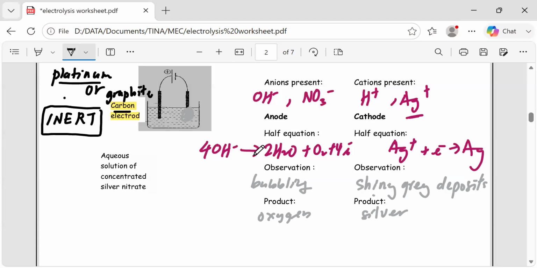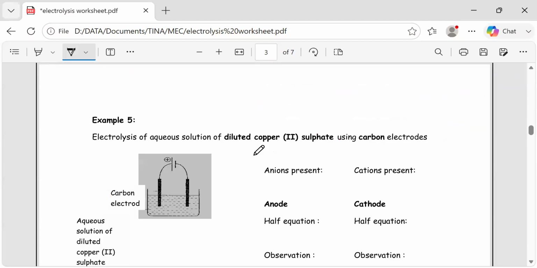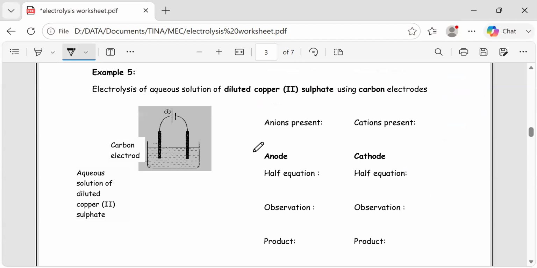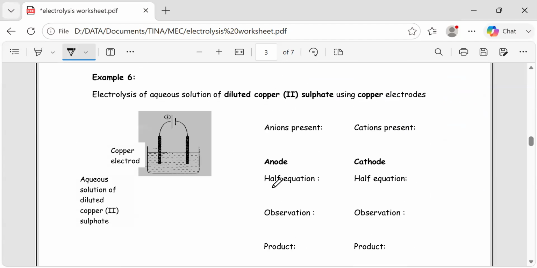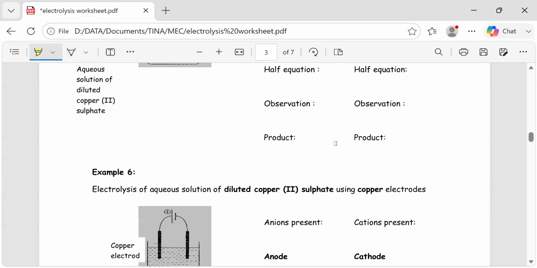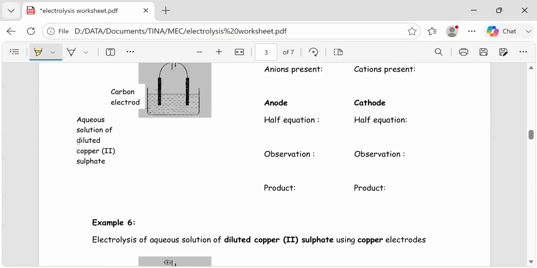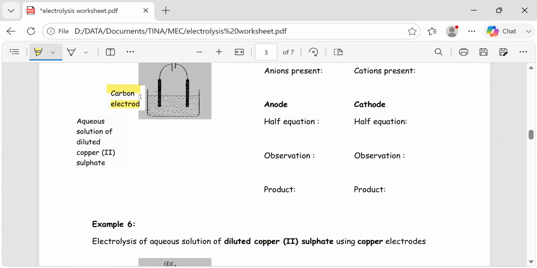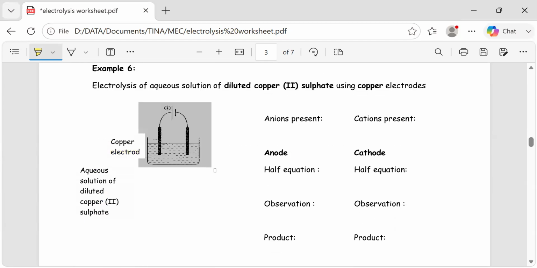Ready? Now we're going to talk about the difference between using inert and not inert electrodes. This is the same kind of thing. It's copper(II) sulfate. Is copper also a transition metal? So you would expect the same reactions as using silver, correct? They always ask you copper, silver. The hardest thing they will ask you is nickel. This one is using carbon electrodes, and this one is using copper electrodes.